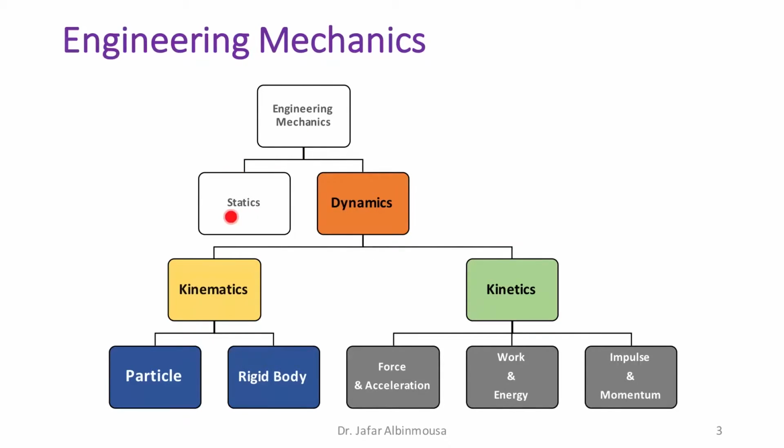Now, engineering mechanics has two branches. The first one is statics, and the second one is dynamics. In statics, we deal with the equilibrium of body. Summation of forces equals zero. Summation of moment equals zero. And this is exactly what you covered in the Statics, Civil Engineering 201 course.